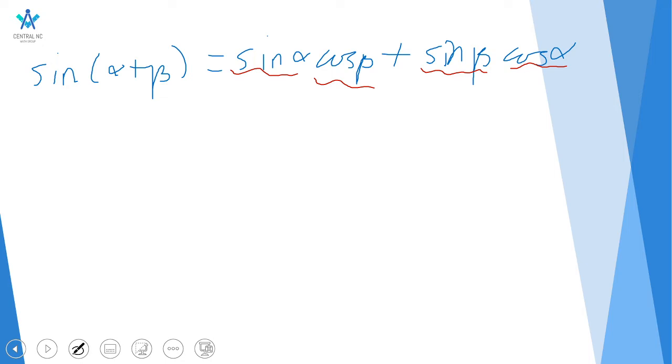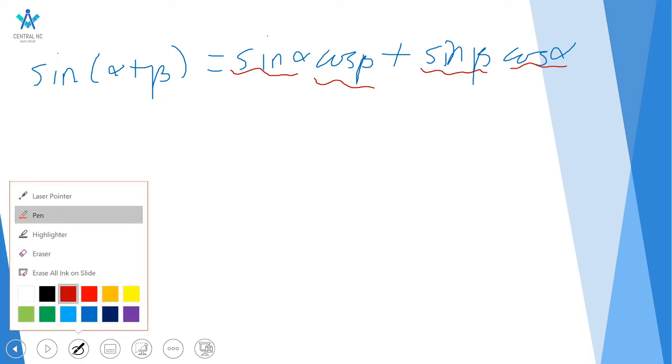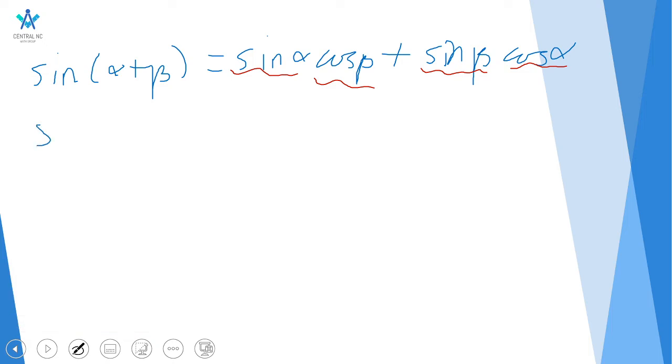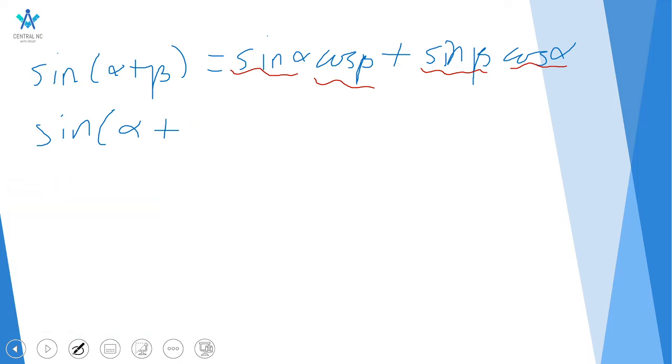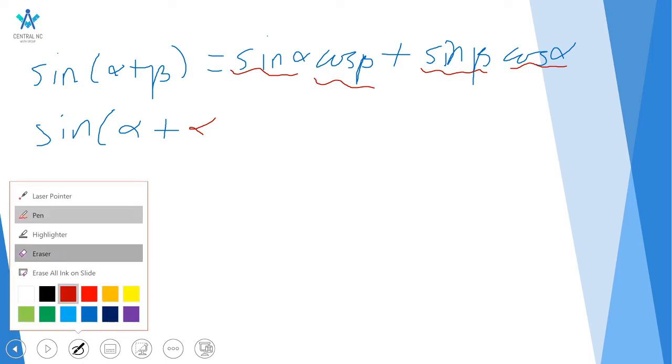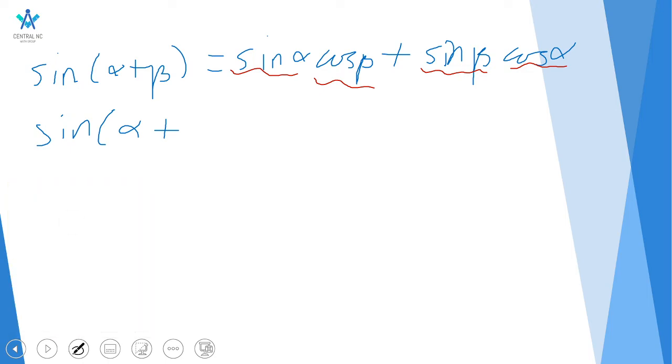But what I'm gonna do here is plug in beta equal to alpha. So for every beta, I'm just gonna replace it with alpha. Sine alpha plus alpha.